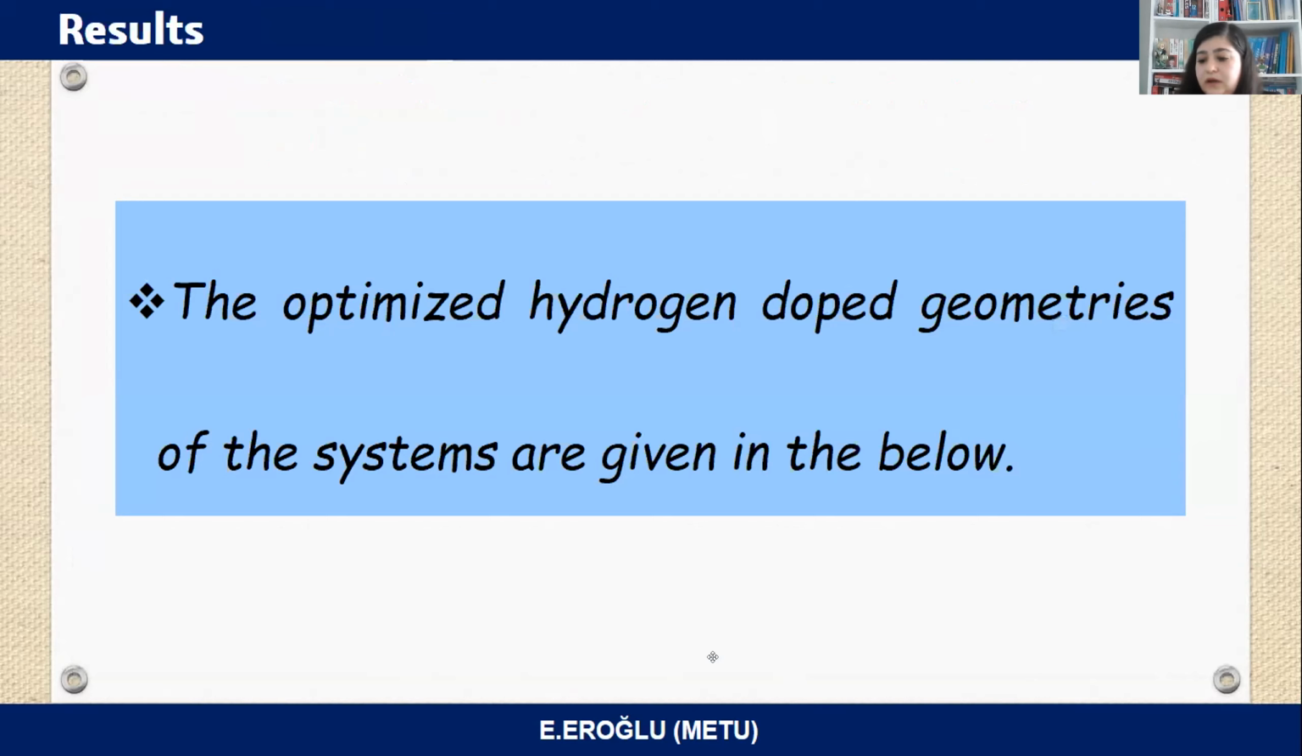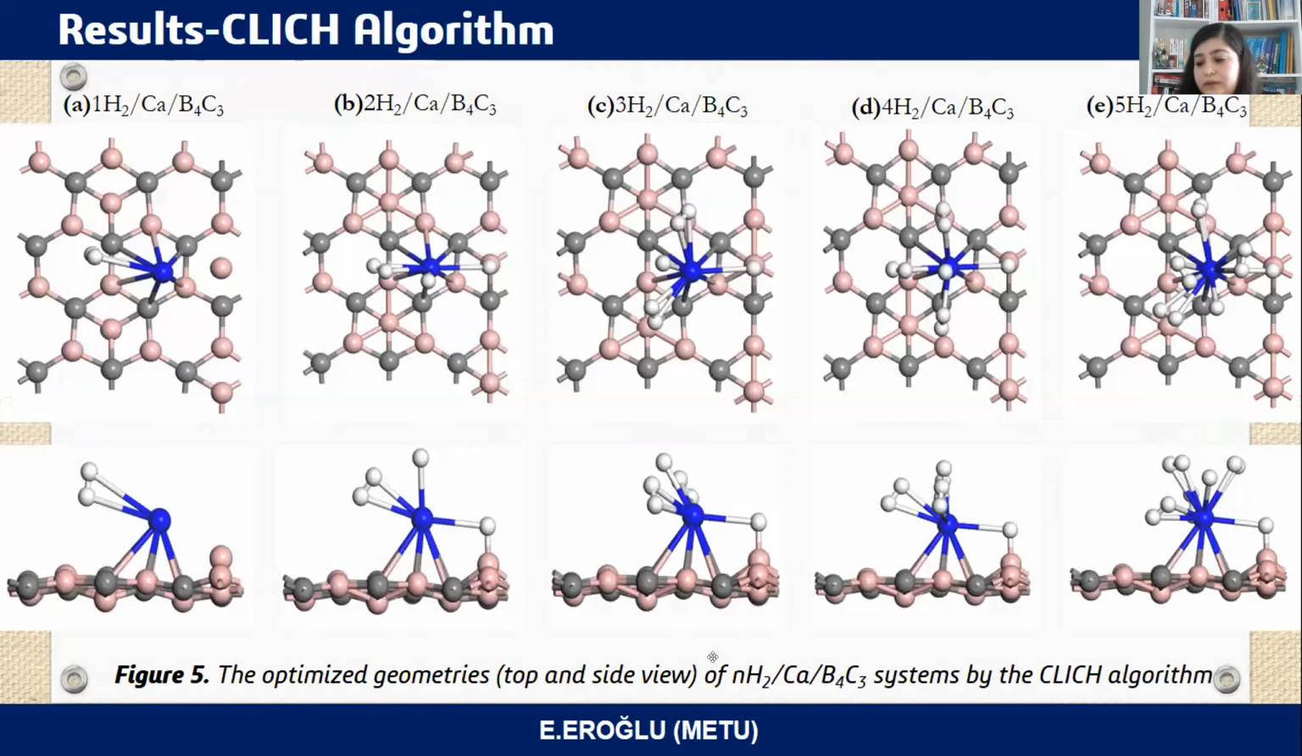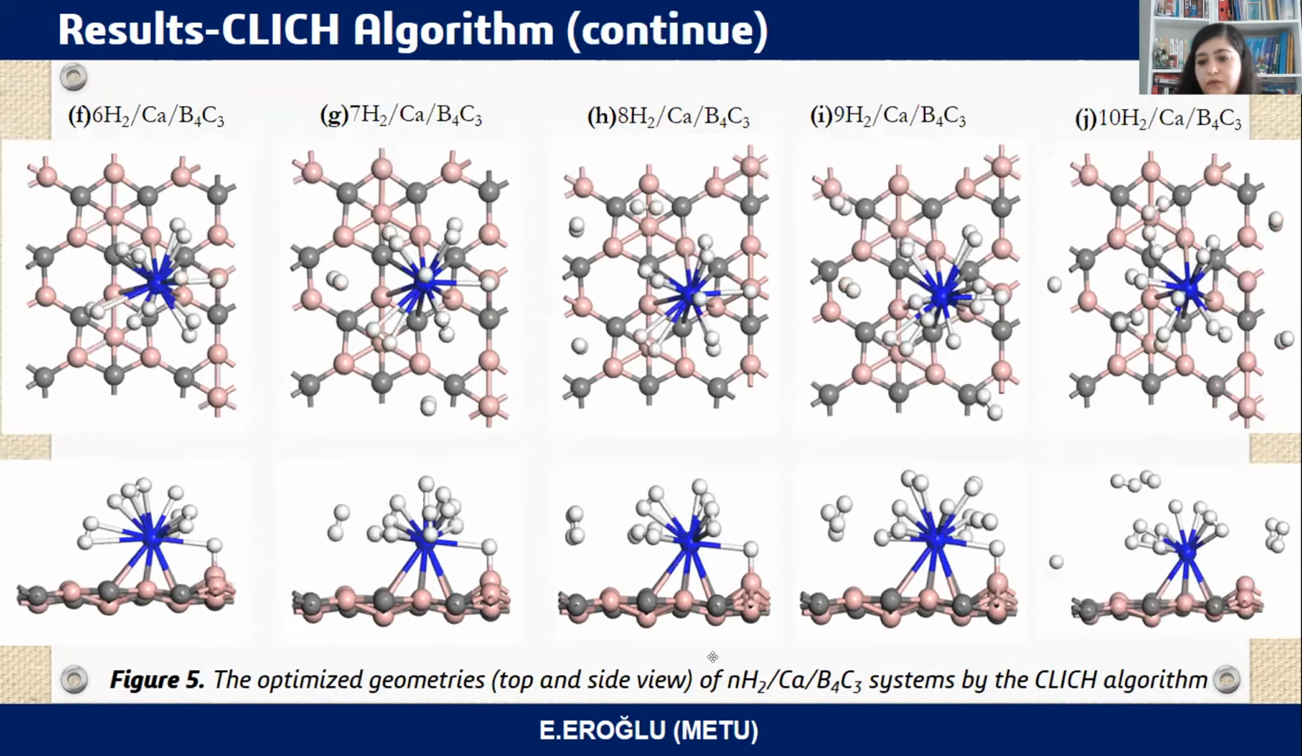The optimized hydrogen geometries of the system are given below. Figure 5 shows the optimized geometries of n hydrogen molecule adsorbed systems, which are constructed by the Flink algorithm. As you have seen, after the 2 hydrogen molecule attached system, 1 hydrogen bond breaks off and bonds to the same boron atom. This picture is contained in figure 5.